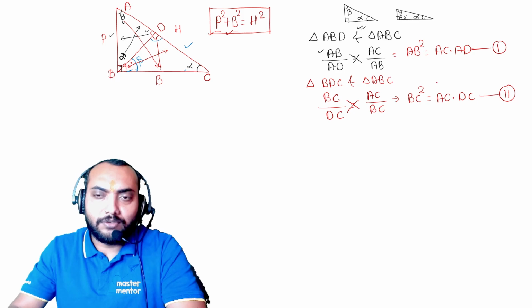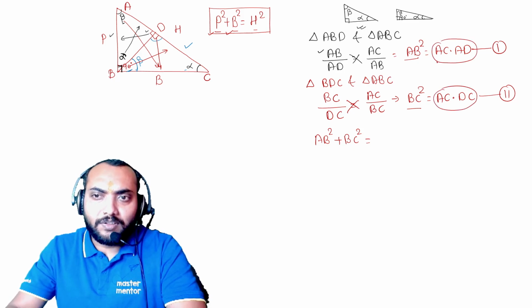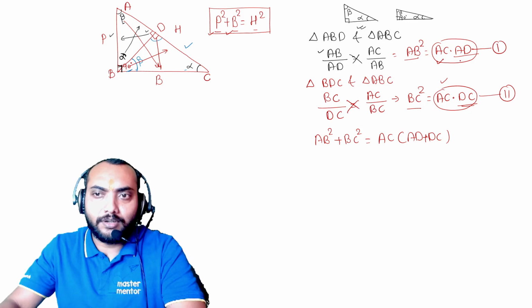Now you will have to add equations first and second. In this way you will be getting AB whole square plus BC whole square, AB square plus BC square, that is equal to, now you will add AC dot AD and AC dot DC. So basically AC is common, so I can take AC as common. From here I'll be getting AD, and from here DC. And that's a positive sign over here because we are adding these two equations.